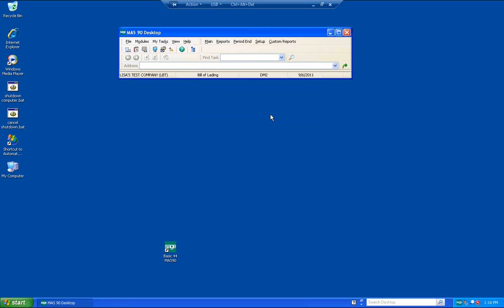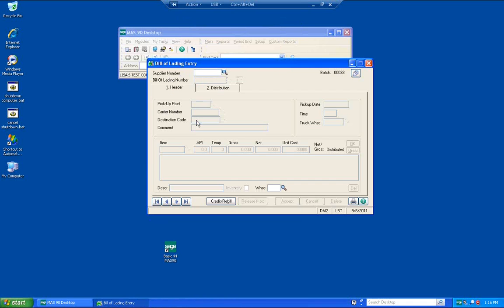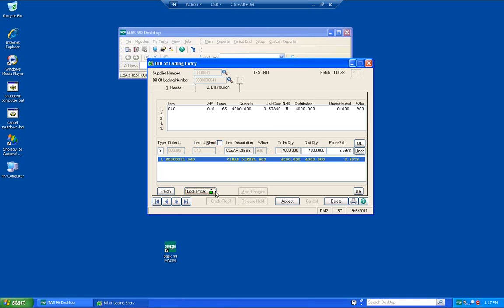Now, he can either go back into the order to correct the price, or he can go back into the bill of lading. To me, it's easier to go back into the bill of lading. There, he highlights the transaction and he unlocks it. And now, it reprices it like I was trying to get it to do for you earlier. It puts the correct price on it. He says okay, and then he accepts.